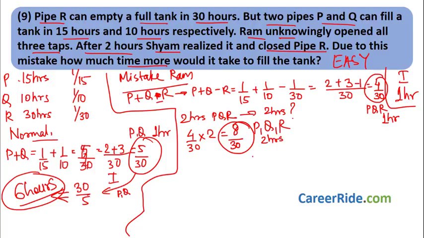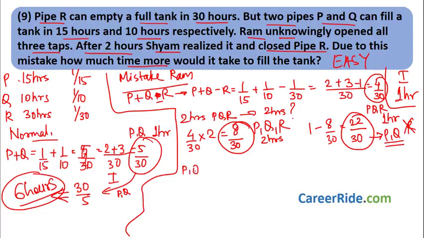Now how much of the tank is remaining? Simply it is 1 minus 8 by 30, that is 22 by 30. This much amount of tank is remaining. Now who fills this much amount of tank? R has already been closed, so only P and Q will fill this, because Sham has realized the mistake and closed R. So only P and Q are on and they will fill 22 by 30 amount of tank.